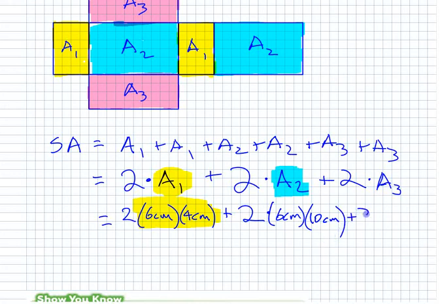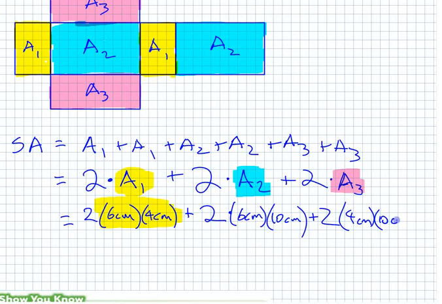And then the last one here is the pink one, top and the bottom. 2 times, that one is 4 centimeters times 10 centimeters. So we got each of those areas here. If you multiply this out, we got 2 times 24, we got 48 square centimeters.